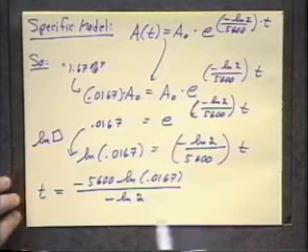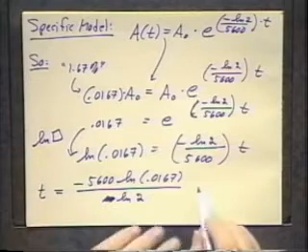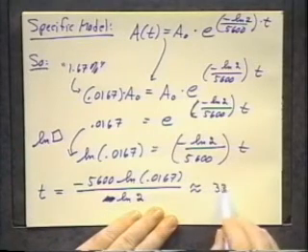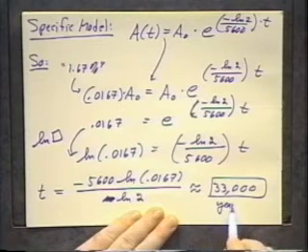Okay, I put the minus on top. I don't need it in both places. And that is approximately, if you really abbreviate it, 33,000 years ago.